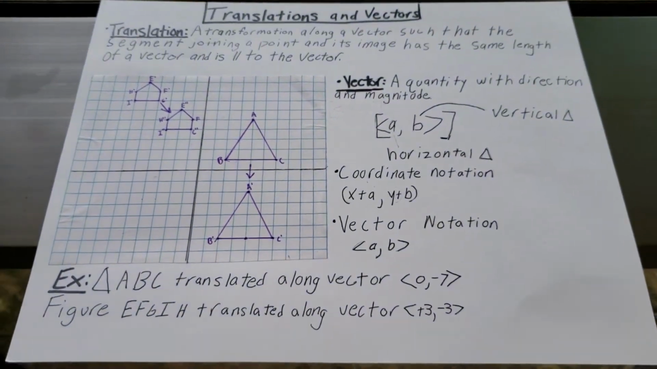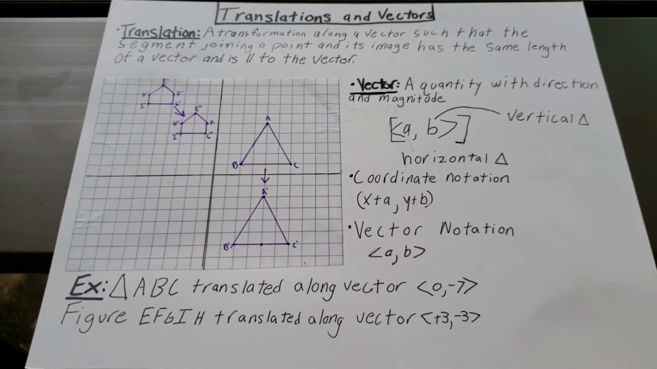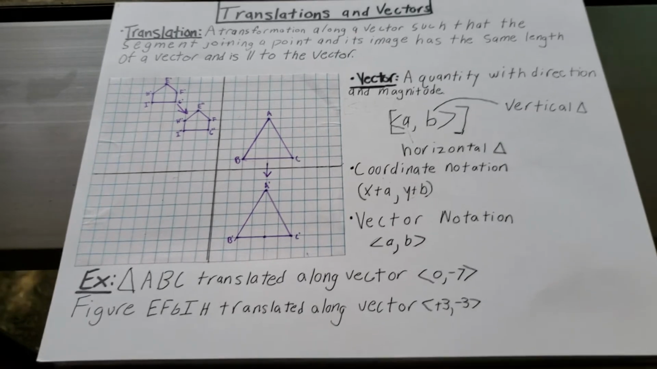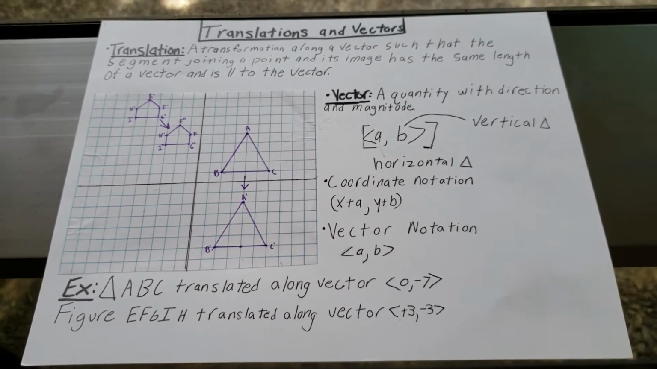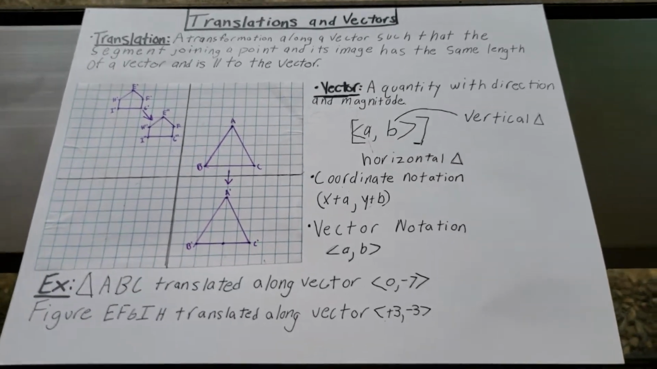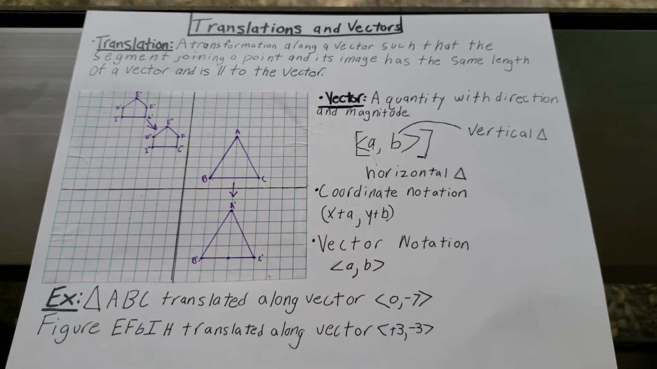First we'll be going over translations and vectors. A translation is basically a transformation along a vector, so that the distance between the preimage and the image is the same distance and is parallel to the vector. A vector is the amount of distance and direction between a preimage and the image. This unit is uniform in order to create a translation.